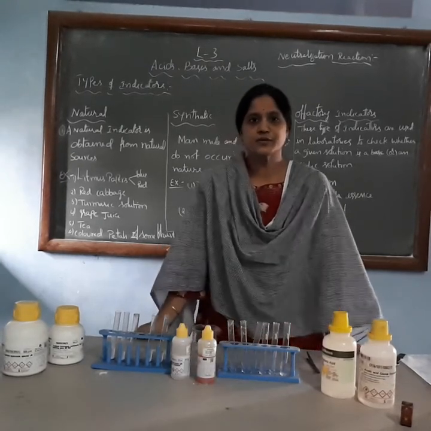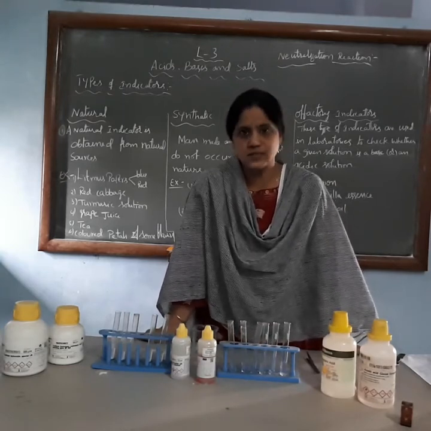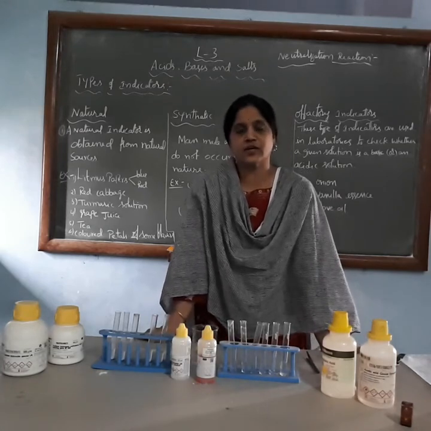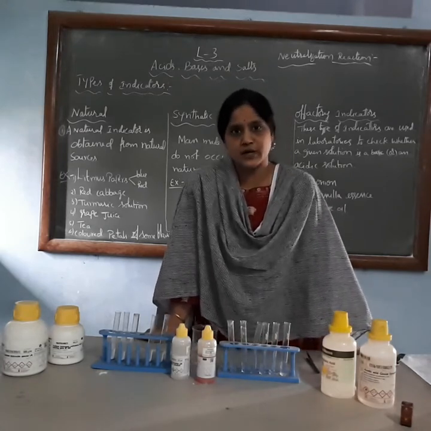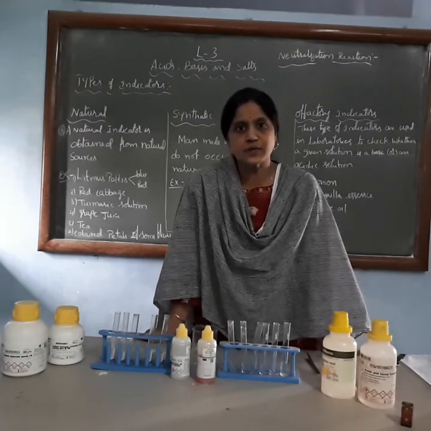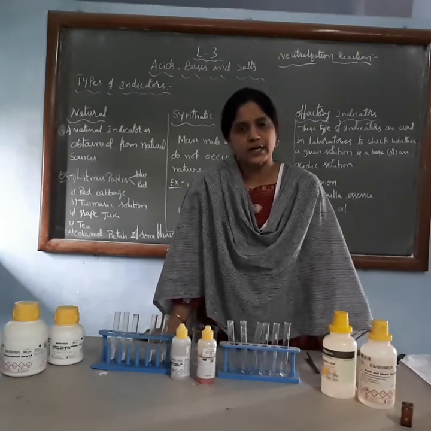In the last video, I explained what acids, bases and salts are. To check whether a given substance is an acid or base, we used litmus papers. Here the litmus papers are known as indicators.